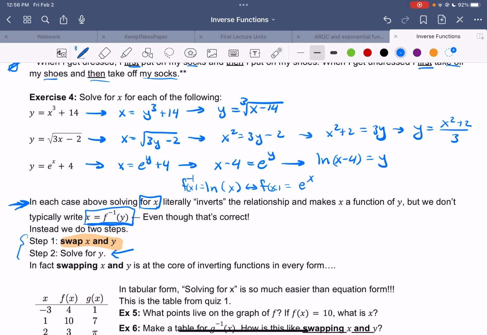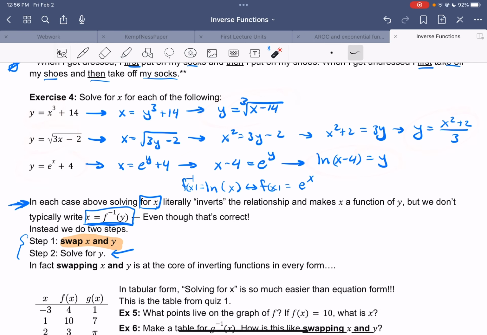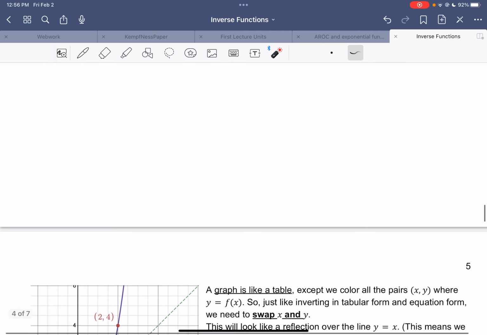So in each of these examples, we found the inverse function to what was listed over here. If this was named f of x, then this would be named f inverse of x. If this was named g of x, this would be named g inverse of x, and so on. So when I perform the swap, going from here to here, and then I solve for y, let's see what it looks like on a graph first. We'll come back to this table one.